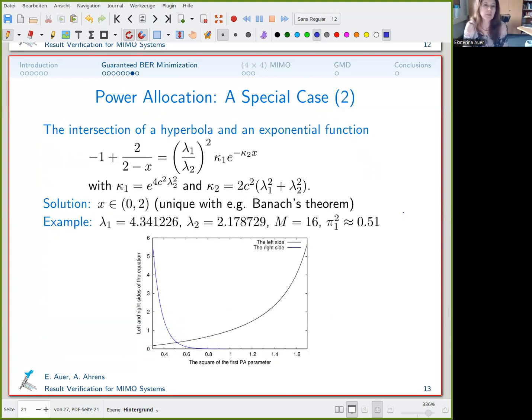So here's an example for the special case. The solution is the intersection of a hyperbola and an exponential function with a negative argument, and we are looking for a solution that should satisfy our constraint, that is, a solution between 0 and 2. And here in this example, we see that the solution is somewhere here. So it can be obtained in this way.